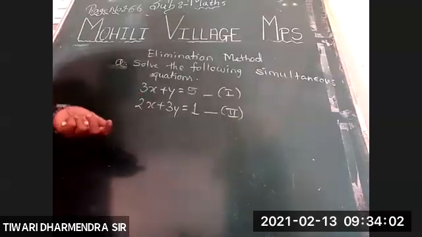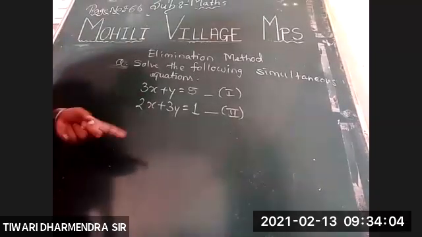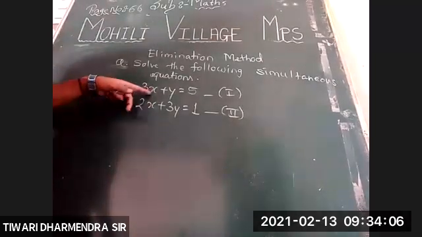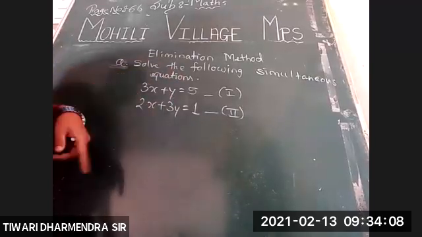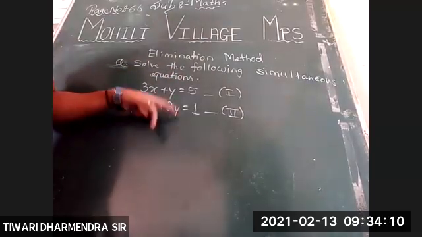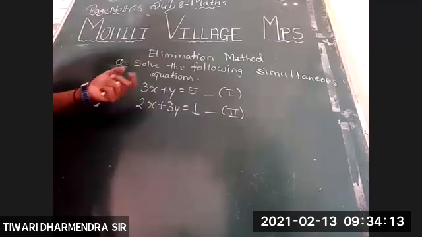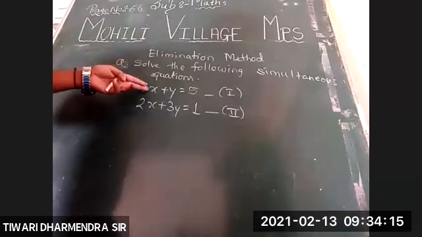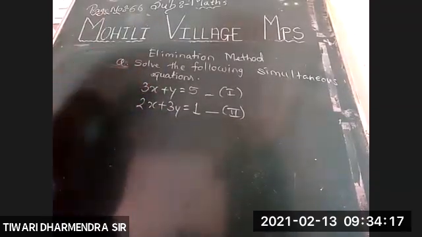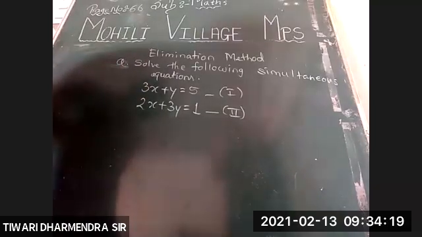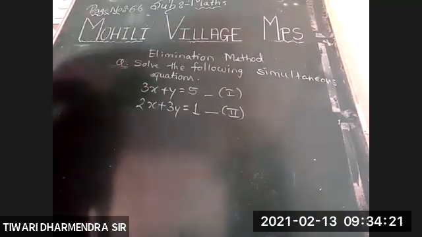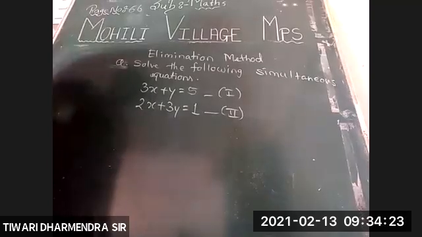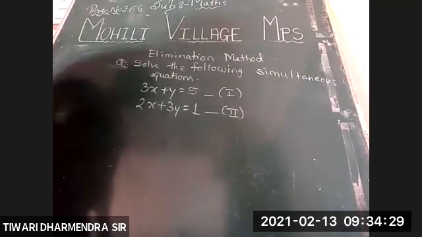So in the elimination method, what I've told you, we have to eliminate one of the variables. I can see that in the first equation we are having y, and in the second equation we are having 3y. So how should we eliminate? Here we are having 3x, 2x. They're not the same. What we need to do? We need to make the coefficient of any of the variables the same.